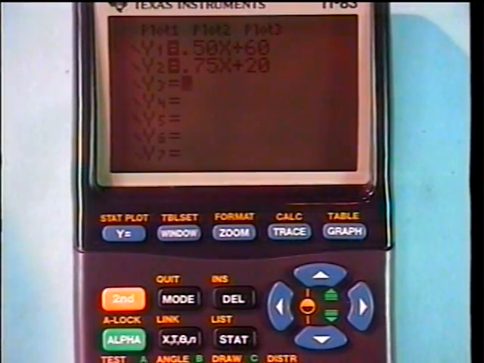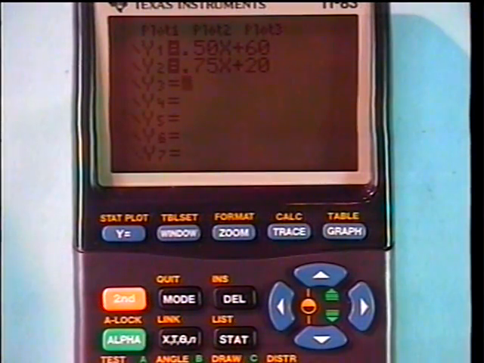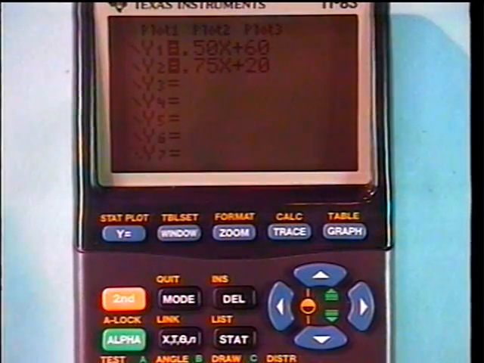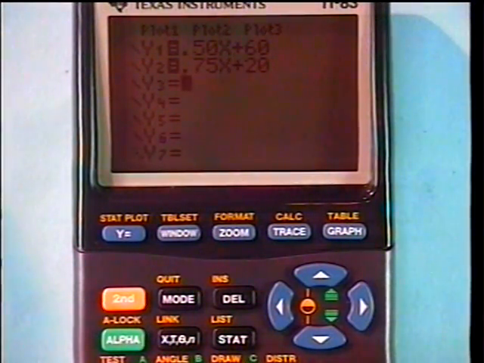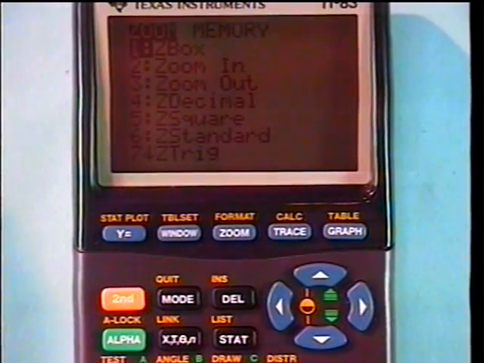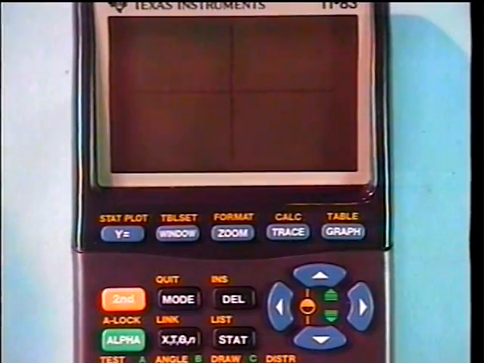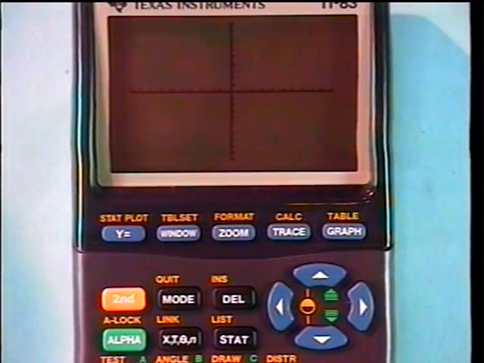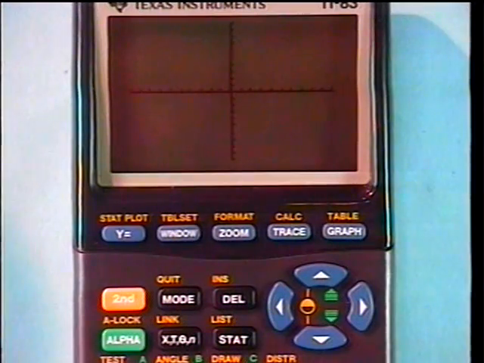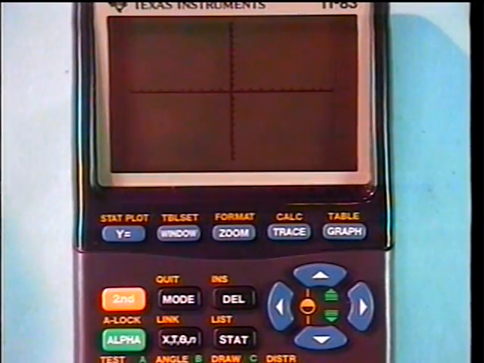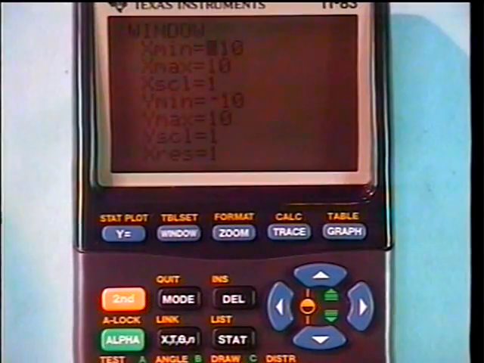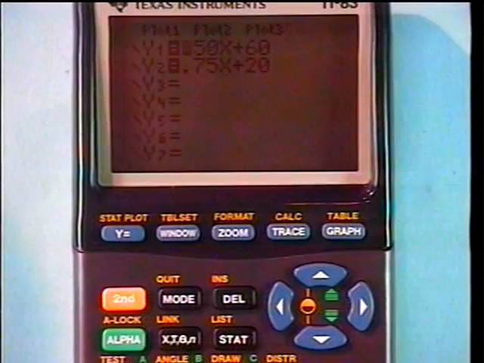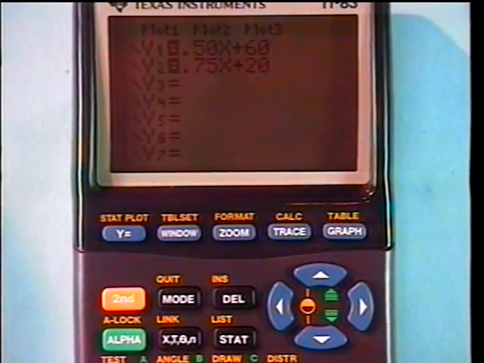To be able to see the result of having entered these two equations in the form of a system, if you'll simply use your Zoom 6, you'll see the graphing calculator generate the graphs. But we can't see anything on the screen because the window needs to be readjusted. If you'll go into your window, let's go back first and revisit our equations. We see that one equation crosses the y-axis at 60.